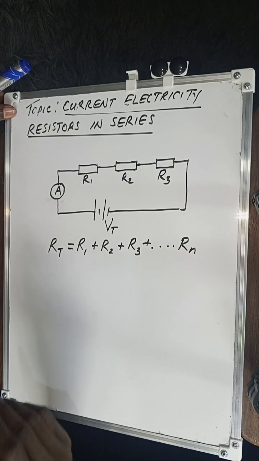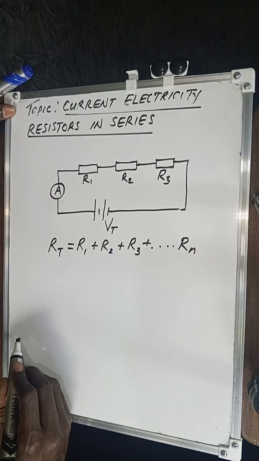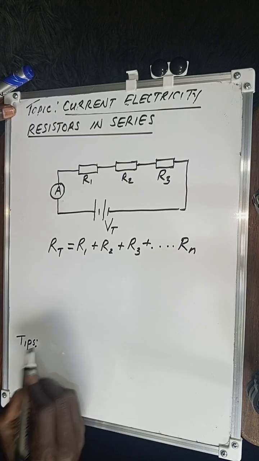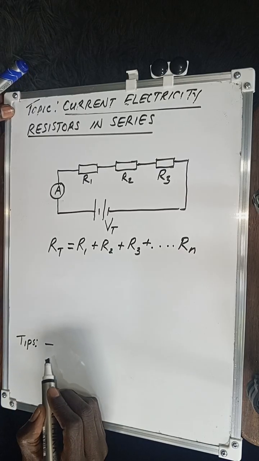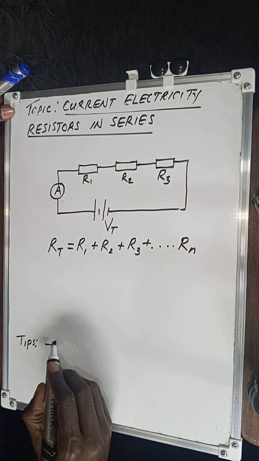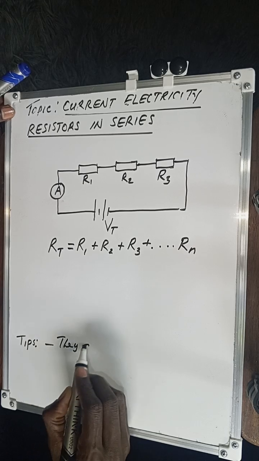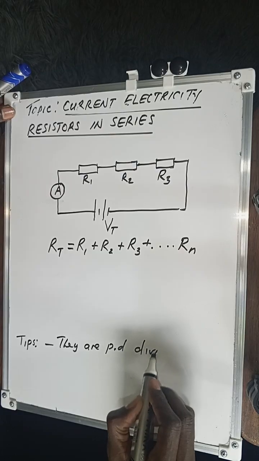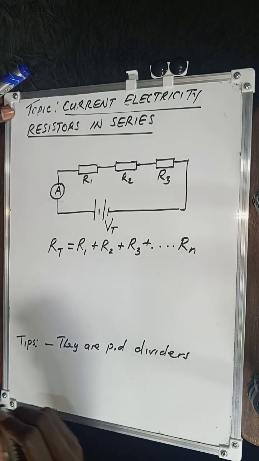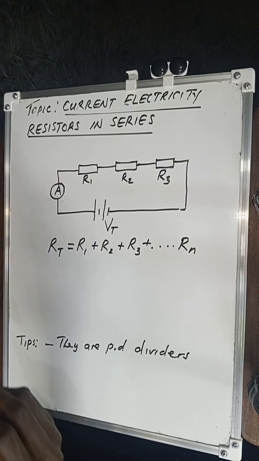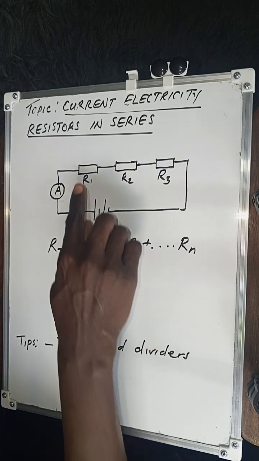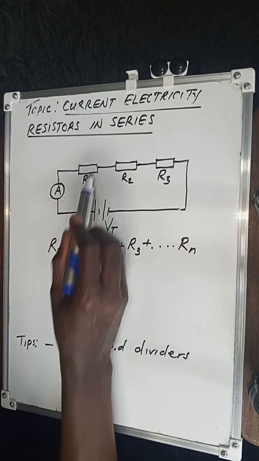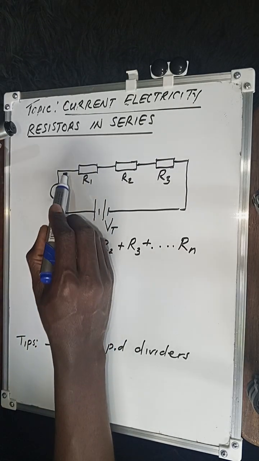Now I want you to take note of a few points, a few tips that I want to give you. For resistors in series, they are potential dividers. So we can simply say they are potential dividers. Remember, PD dividers. What do I mean they are potential dividers? Well, as current is passing through each resistor, a potential difference will build up. So there will be a voltage drop there.